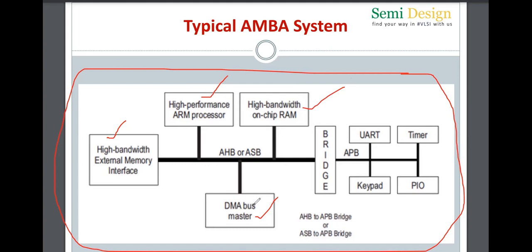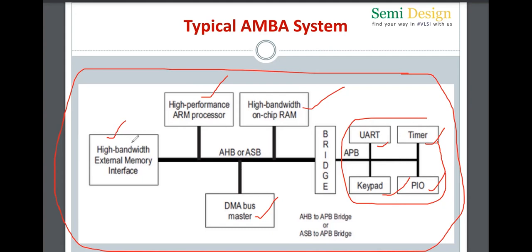The DMA bus master and all these are high performance, meaning they work at high frequencies and high bandwidth. If you see the right side, what are these? UART is very low speed and is a port. A timer is a module, and PIO and a keyboard are also modules. So these are low bandwidth communication things.